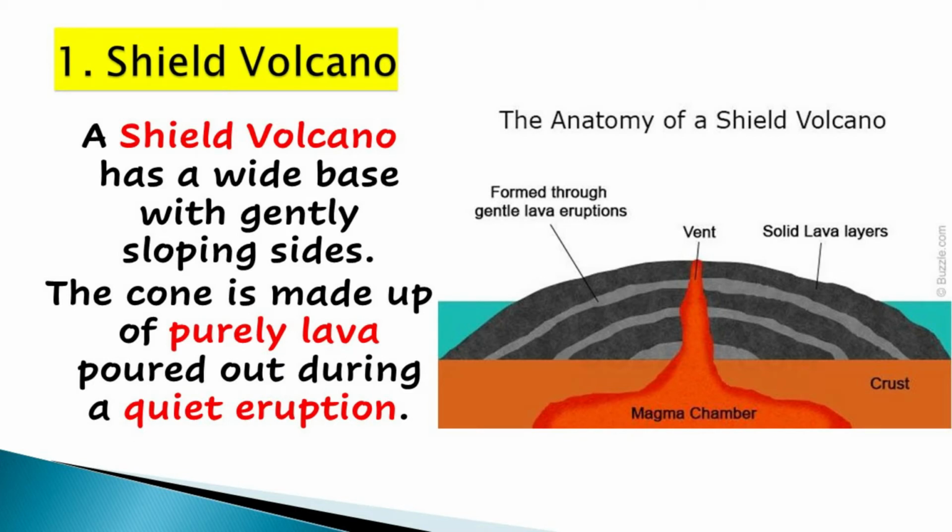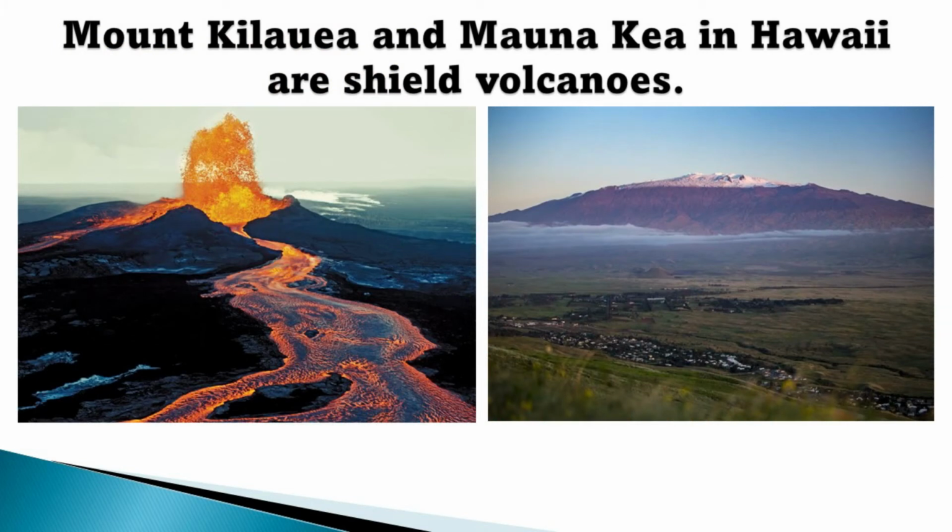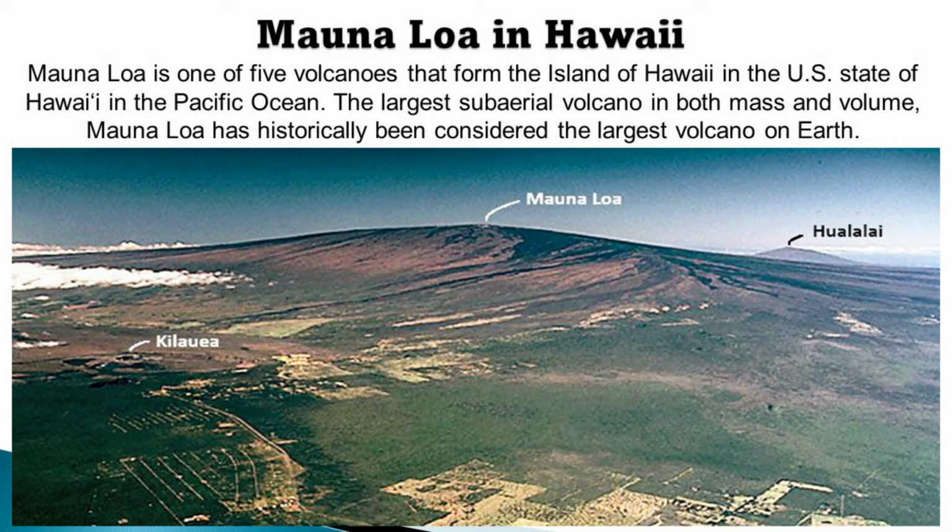The cone is made up of purely lava poured out during a quiet eruption. Mount Kilauea and Mauna Kea in Hawaii are examples of shield volcanoes. Mauna Loa, also located in Hawaii, is one of 5 volcanoes that form the island of Hawaii in the U.S. state of Hawaii in the Pacific Ocean, the largest subaerial volcano in both mass and volume. Mauna Loa has historically been considered the largest volcano on Earth.